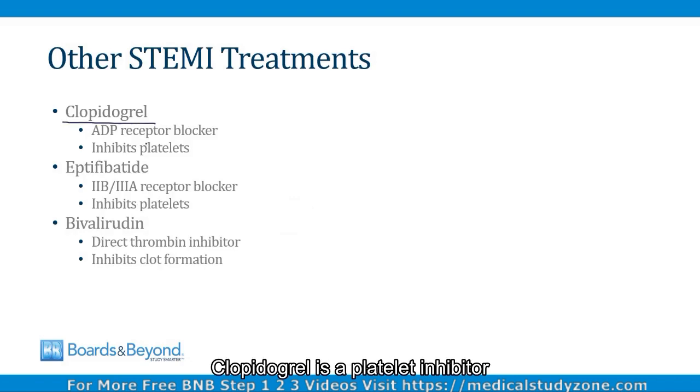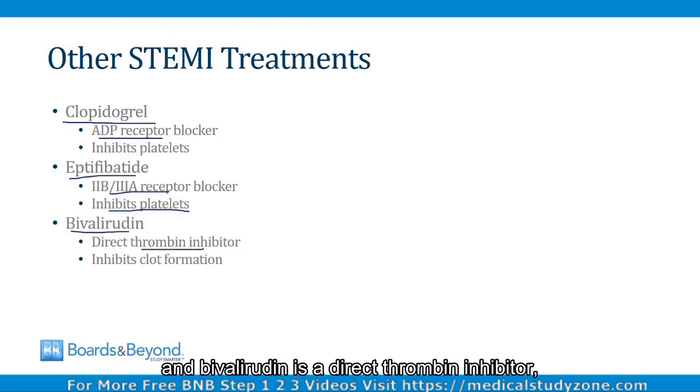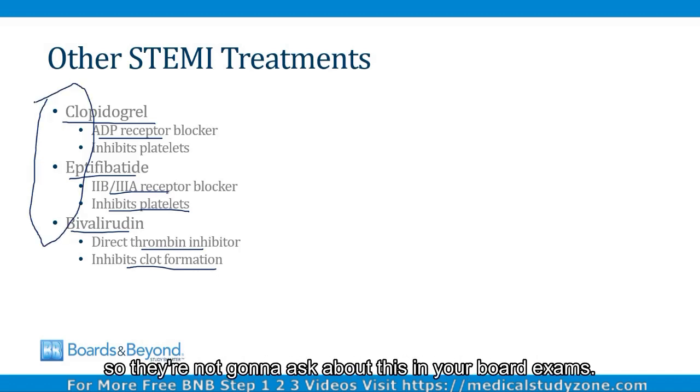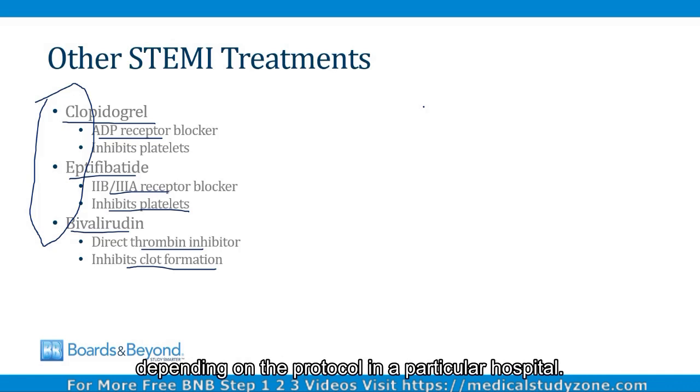Some other drugs that can be used in the treatment of STEMI are shown on this slide. Clopidogrel is a platelet inhibitor that blocks ADP receptors. Eptifibatide is a 2B3A receptor blocker. It inhibits platelets. And bivalirudin is a direct thrombin inhibitor. It inhibits clot formation. The use of all these drugs is highly variable from one institution to the next, so they're not going to ask you about this in your board exams. You should just know that these are sometimes administered depending on the protocol in a particular hospital.